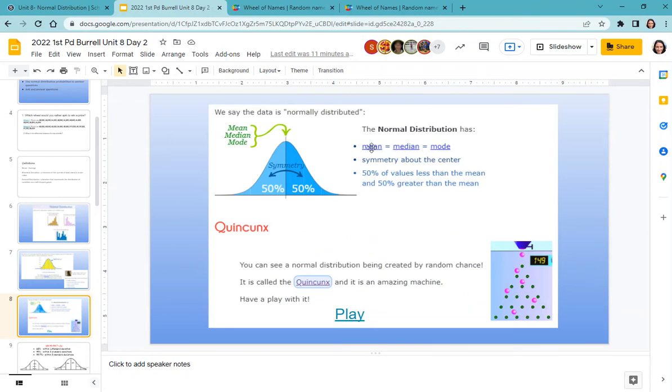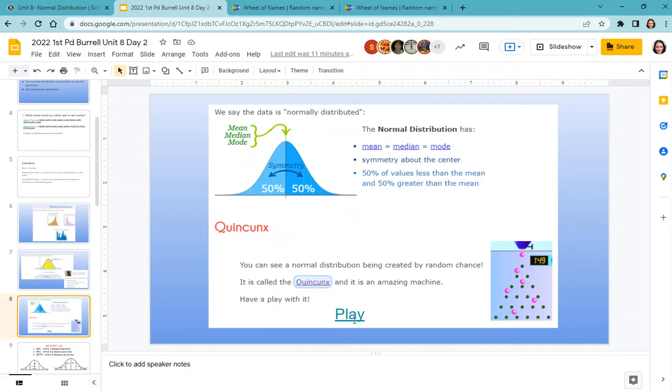Last class we talked about mean, median, and mode. Remember, mean is the average, median is the middle number, and mode is the number that shows up the most often. When your data are normally distributed, the mean, the median, and the mode will all be the same number. And that shows that you have symmetry.